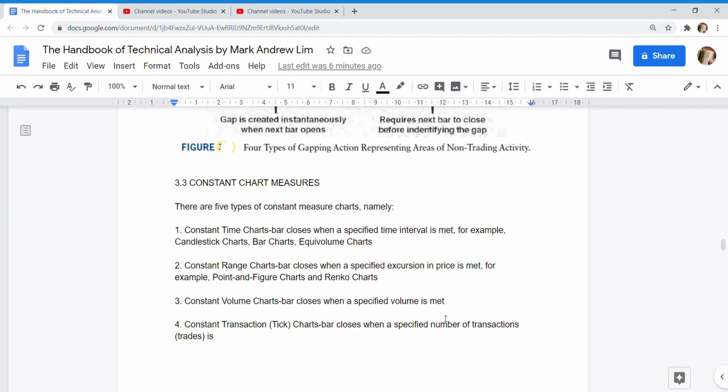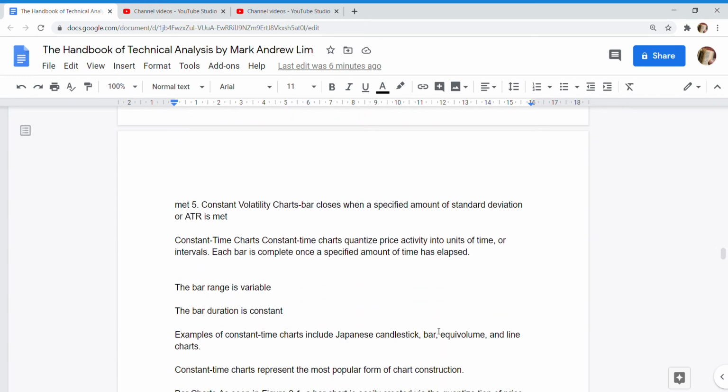4. Constant transaction tick charts. Bar closes when a specified number of transactions, trades, is met. 5. Constant volatility charts. Bar closes when a specified amount of standard deviation or ATR is met.